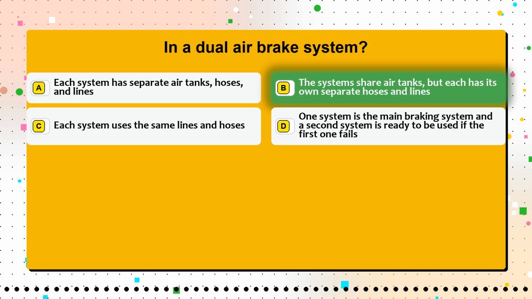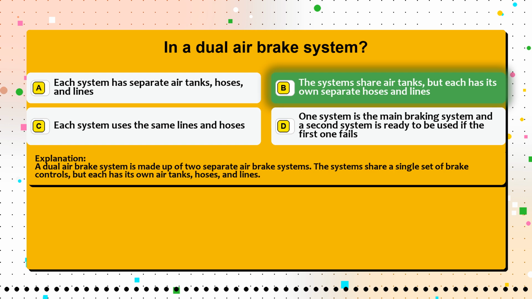The correct answer is option B. The systems share air tanks, but each has its own separate hoses and lines. A dual air brake system is made up of two separate air brake systems. The systems share a single set of brake controls, but each has its own air tanks, hoses, and lines.